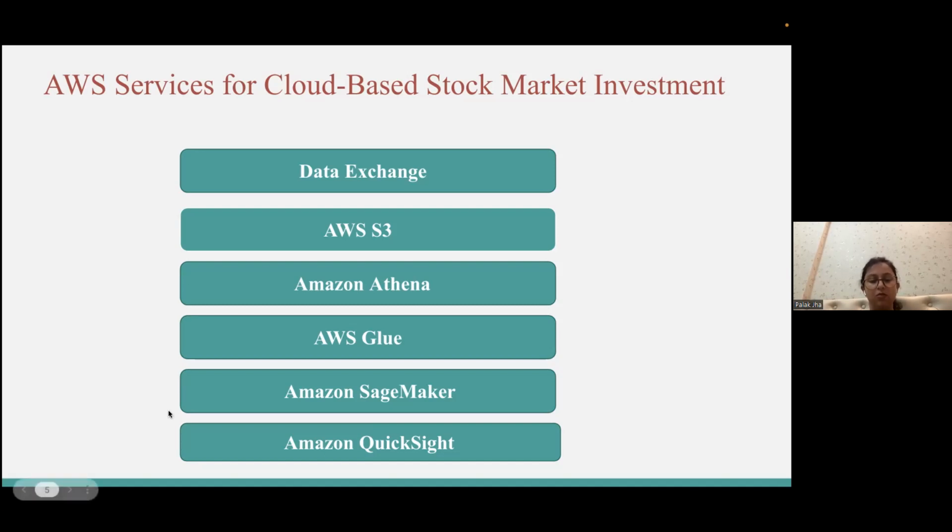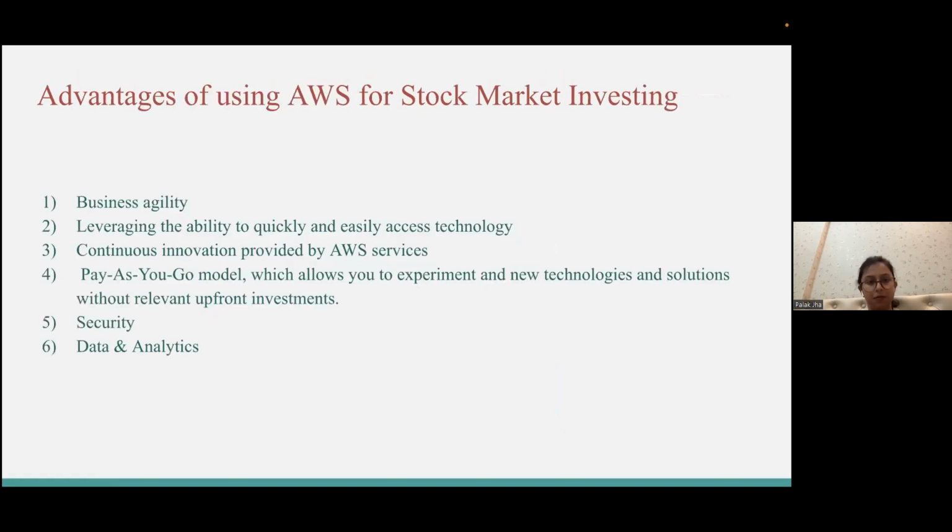Then we have AWS Glue. It is nothing but a catalog of historical price data. Then Amazon SageMaker. Amazon SageMaker is used to train the machine learning models for machine learning based trading strategies. Then finally, Amazon QuickSight. Amazon QuickSight is used for visualizing the data in the form of graphical representations.